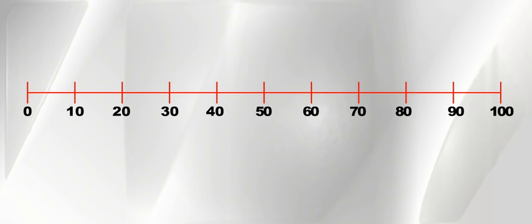Here's another number line from 0 to 100, and each tick mark represents 10. Starting at 10, let's see the number pattern by doubling from there. So we're at 10, so we skip count by 10 to get its double, or 20. Now we skip count by 20 to get its double, or 40. Next, we skip count by 40 to get to its double, or 80. And this pattern would go on indefinitely.